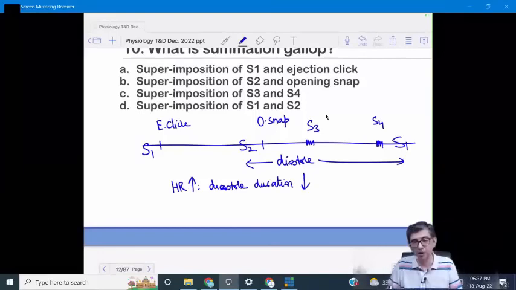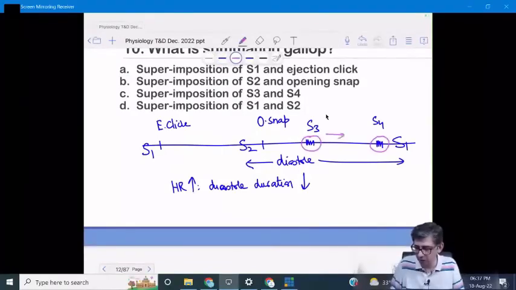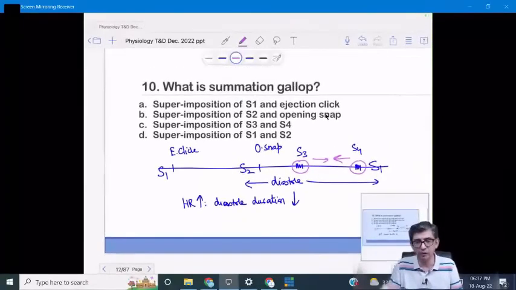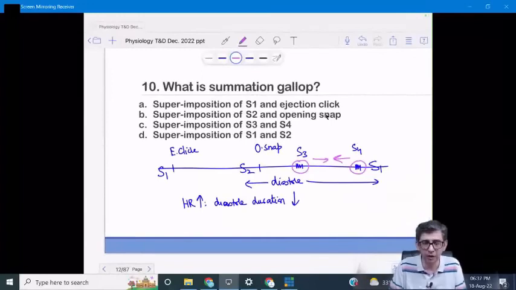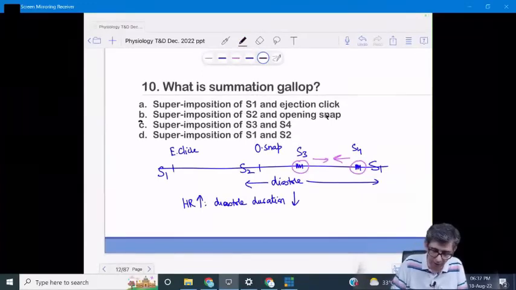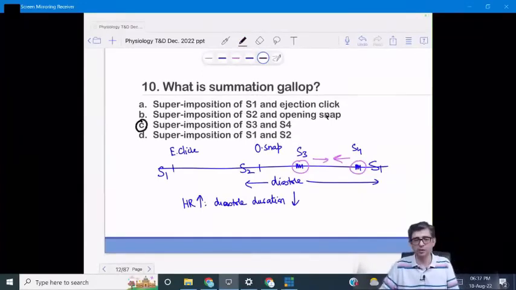और अगर diastole का duration less हो जाएगा, तो what is going to happen is that S3 and S4 will come closer to each other. अगर diastole का duration कम हो जाएगा, तो ये S3 और S4 एक दूसरे के close आ जाते हैं. तो instead of hearing them as two separate sounds, we hear them as a single loud sound. वो सिंगल लाउड साउंड जो हो रही है वो S3 और S4 के मर्जिंग से हो रही होती है. It is called as summation gallop. Question number 10 answer is option number C.